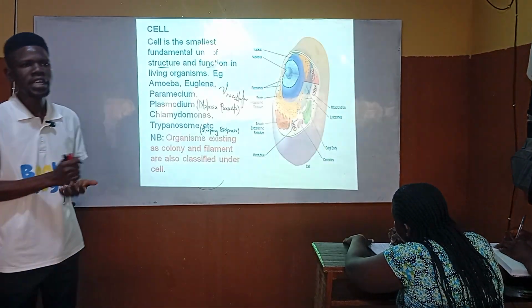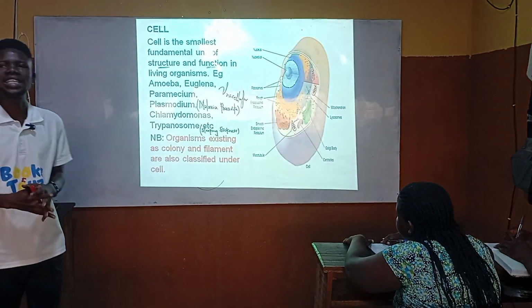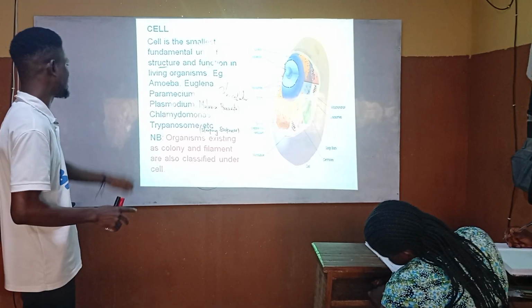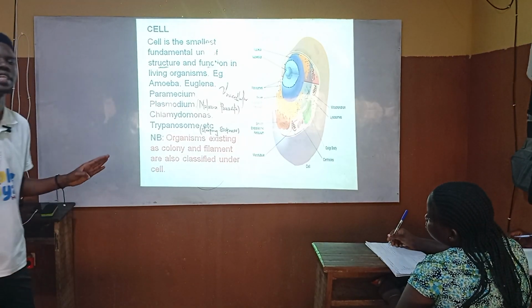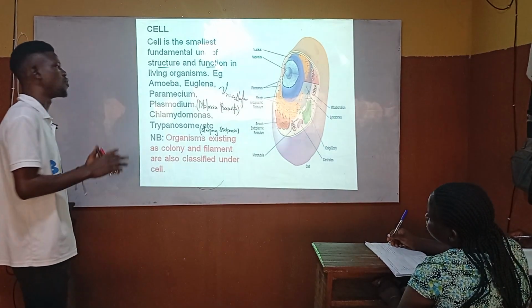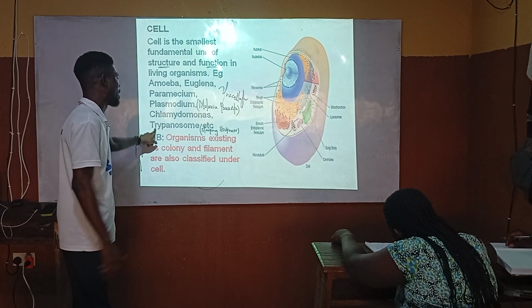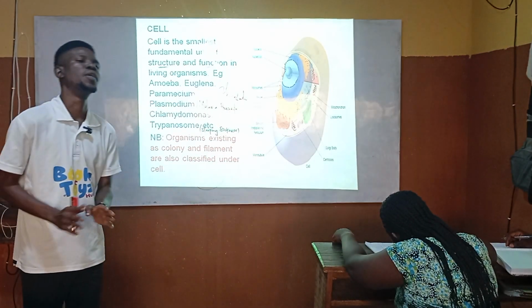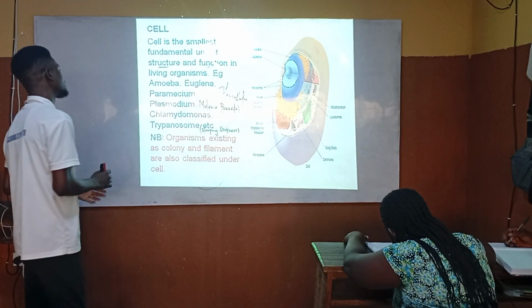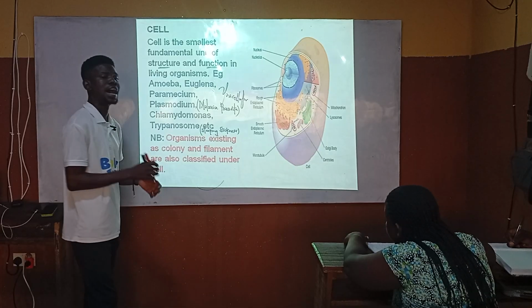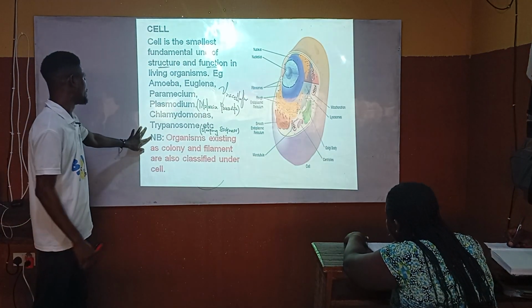In case you are asked, at what level of organization of life is chlamydomonas? The answer is cell. At what level of organization of life is trypanosome? The answer is cell. Are we clear about that? So all these organisms exist as unicellular organisms. Now we have a note here.